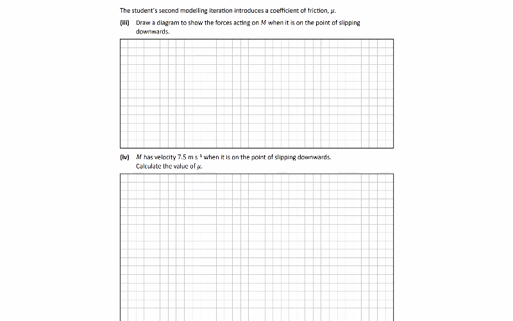So the student's second modeling introduces friction. Draw a diagram to show the forces when it's at the point of slipping. What are my forces? F is equal to mu R. So if m's on the point of slipping here, we still have the reaction towards the center. Force will be perpendicular wherever it's going. So my force in this direction.